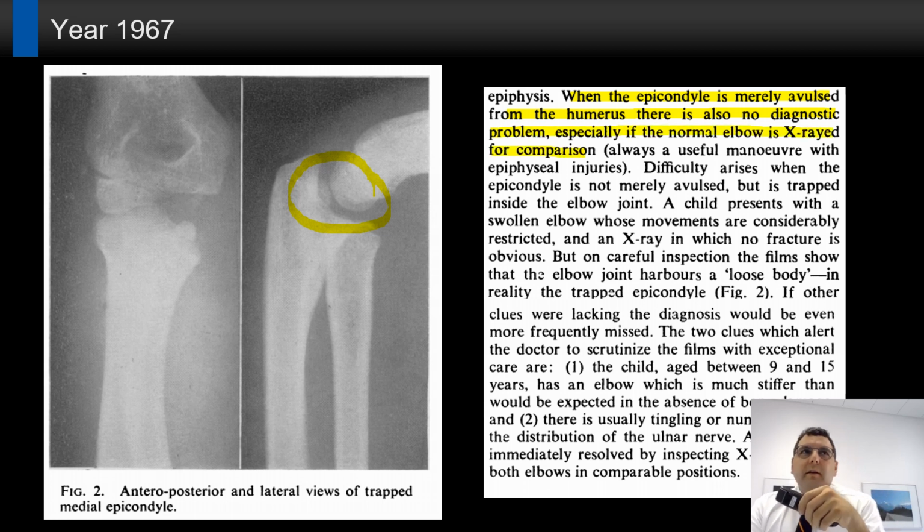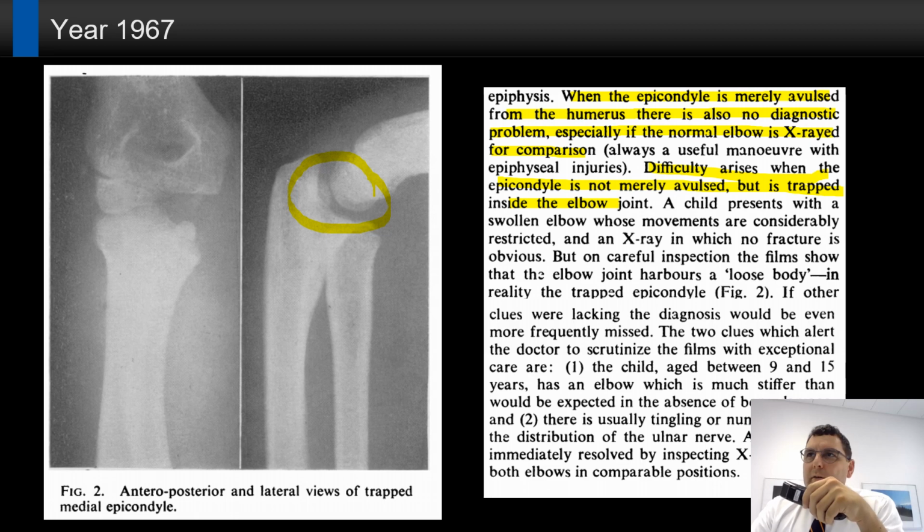That has been done in the earlier days of radiology quite often, especially in children, that you image also the contralateral healthy side. However, difficulties arise when the epicondyle is not merely avulsed but is trapped inside the elbow joint.